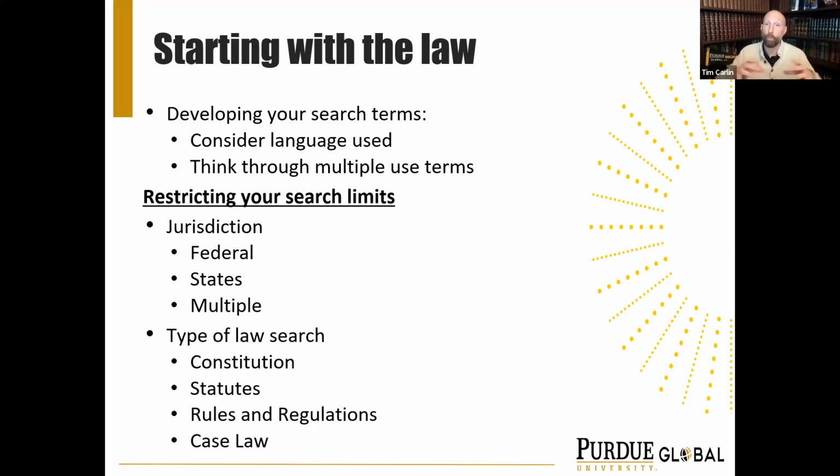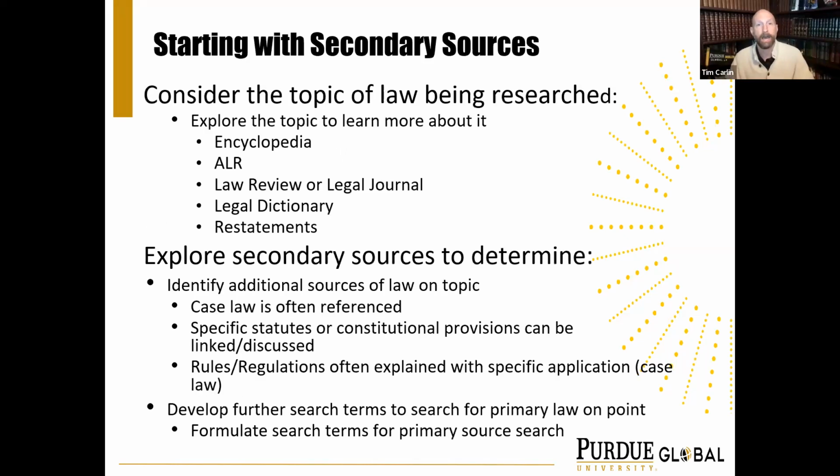Once we have the idea of where we're going to be doing our searches, you want to focus on what sources you can use. There are really two big buckets of legal research: we can focus on primary sources of law, or we can focus on secondary sources of law. Looking at the first list, encyclopedias and ALRs are all great secondary sources of law. These are sources that help us understand the law itself.